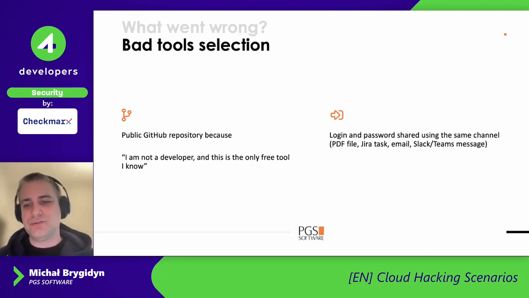It's a lot better to send one thing like a login on Teams and then a password on email, or even a password using a secrets management tool sharing feature. Or if you really need to share both on Teams, then you can just use a service like One-Time.